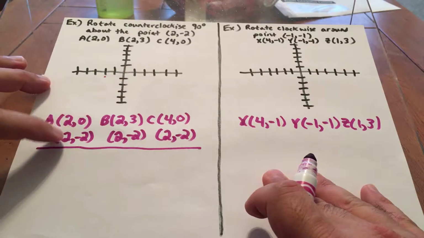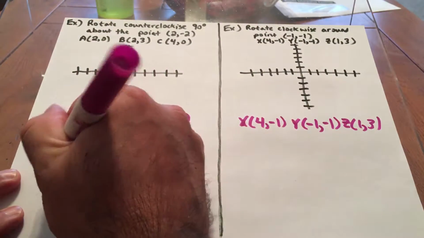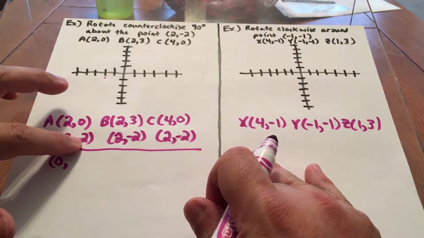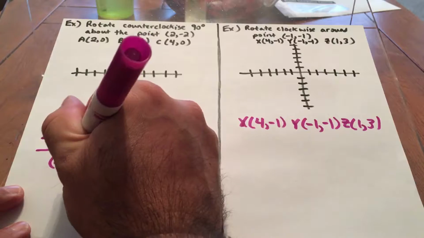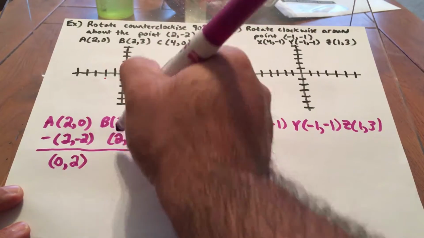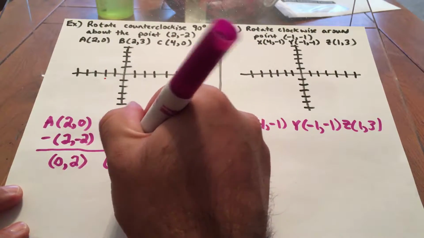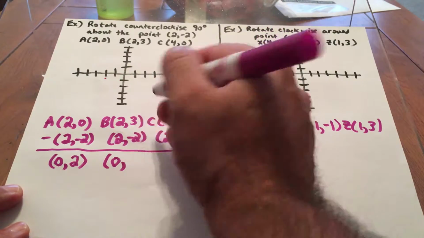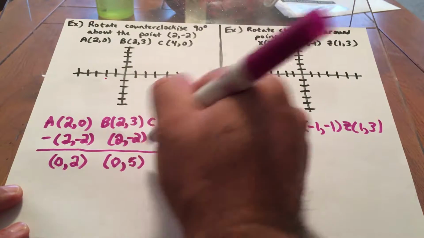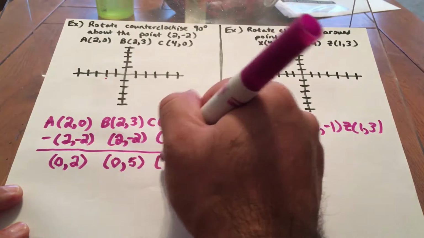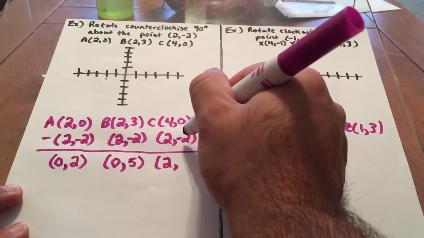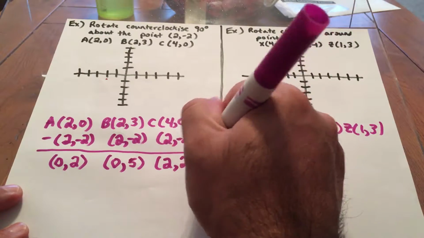So you're going to take 2 minus 2 is 0. 0 minus a negative 2, so 0 plus 2 is 2. 2 minus 2 is 0. 3 minus a negative, so 3 plus 2 is 5. And then 4 minus 2 is 2. And then 0 minus a negative, so 0 plus 2 is 2.